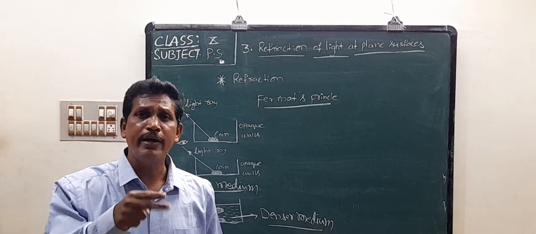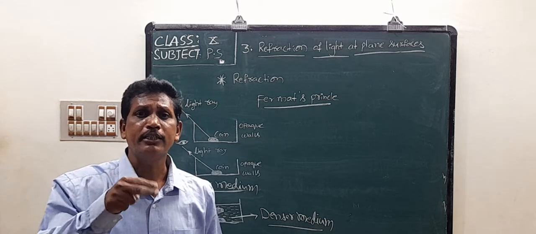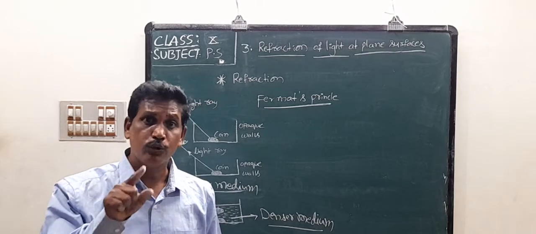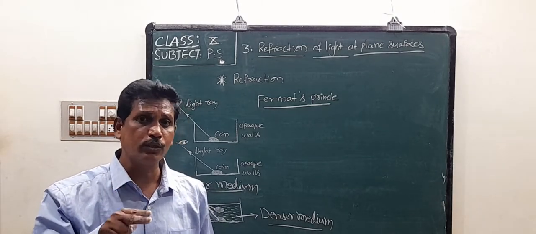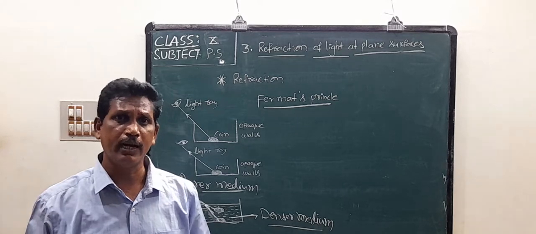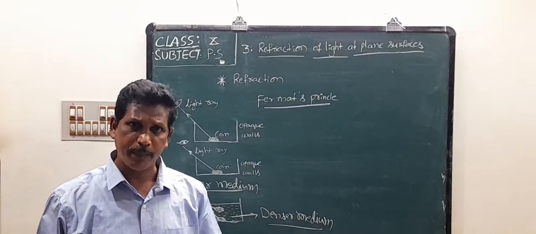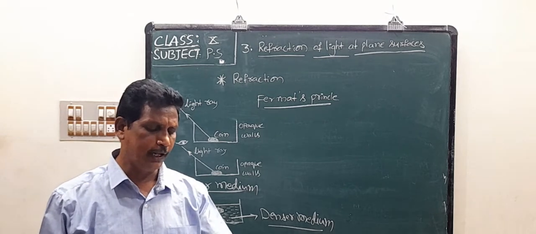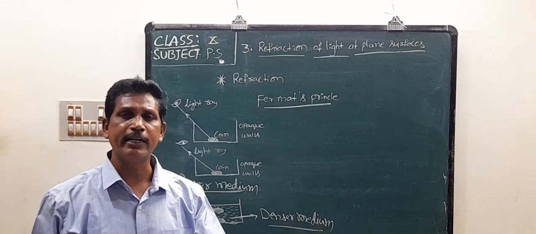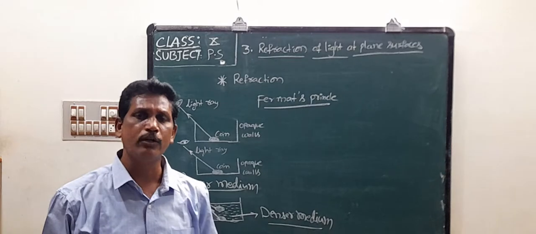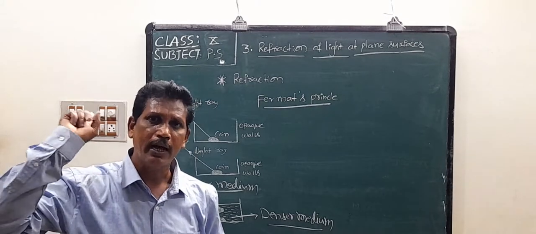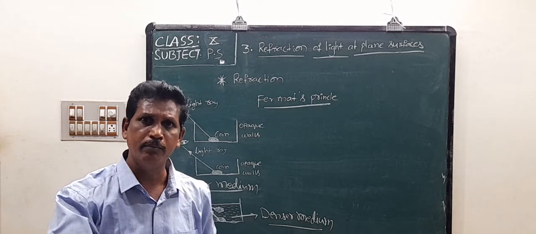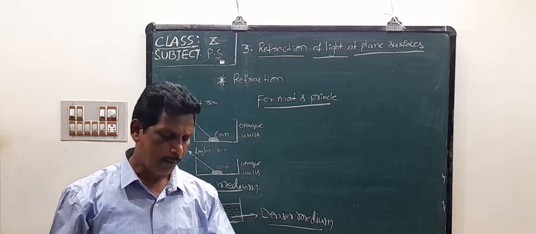Light ray always chooses the shortest time to cover in its path. Most important, students, this is possible only if the speed of light changes at the interface of two media. Two media means one medium is a rarer medium, the air medium, and the other medium is the water medium, which is called the denser medium.